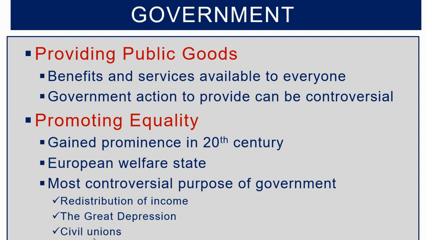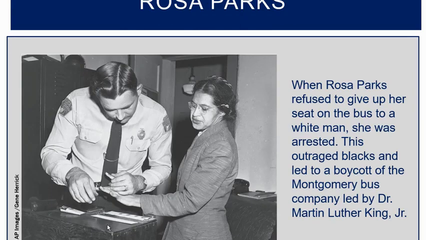goods, and promoting equality. Okay, now here's a picture of Rosa Parks, and she, of course, was working to what? To promote equality. She refused to give up her seat on the bus to a white man. She was arrested. The black community in Montgomery, Alabama, led a boycott on the bus company. And Dr. Martin Luther King Jr. came to national prominence at this time during that to promote equality. Okay.